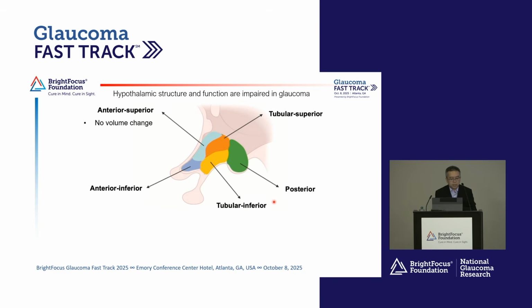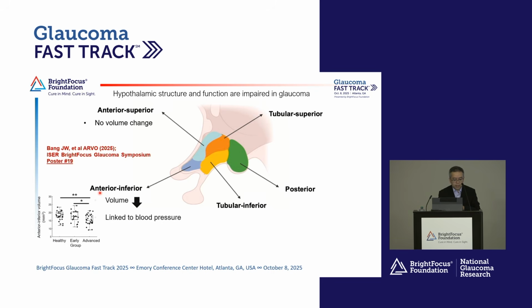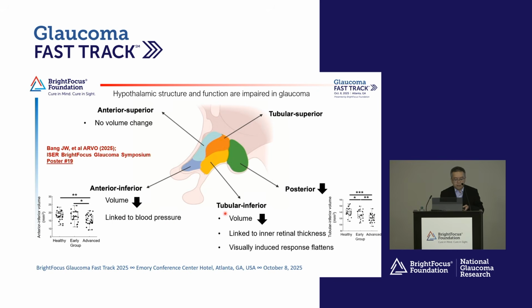Looking into our patients, when we segment them into 5 major areas, we noticed that the lower part of the hypothalamus shows more decrease in volume. And all this decrease in volume towards disease stage is also linked to blood pressure and to retinal thickness. And there's one region with no volume change, but it's related to eye pressure too.